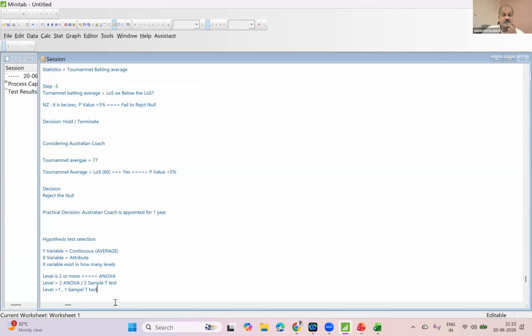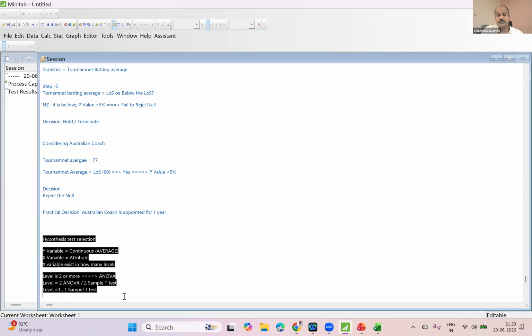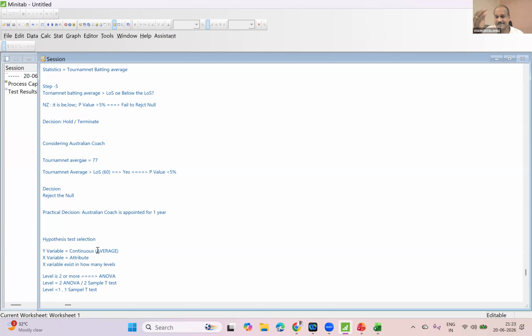Very important, right? So far now I am talking about hypothesis test selection. How to select the test? You need to find out whether your Y variable is continuous or not. If it is continuous, then definitely your hypothesis test is coming under the family of test of averages. Clear? Under the test of averages, you have ANOVA, you have 2 sample t test, you have 1 sample t test, you also have 1 sample Z test. You also have what?